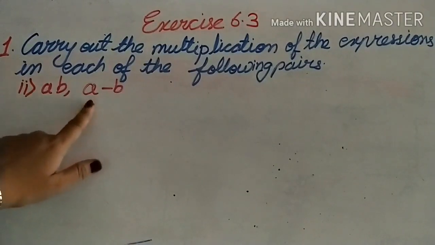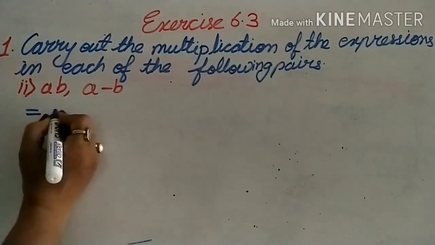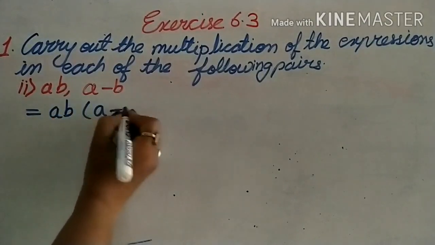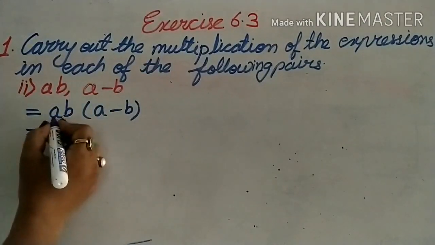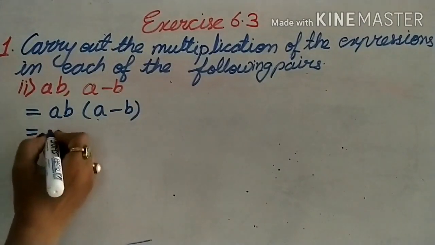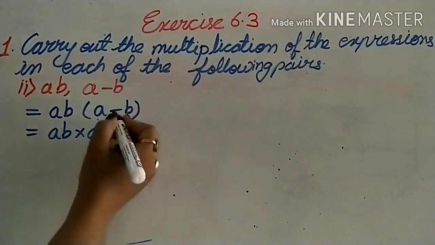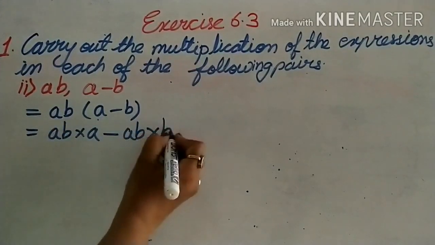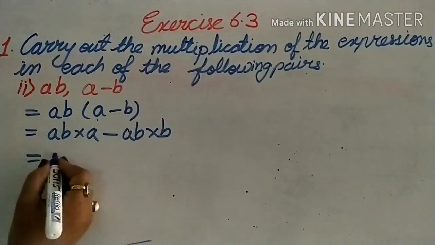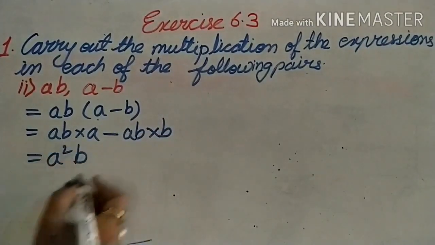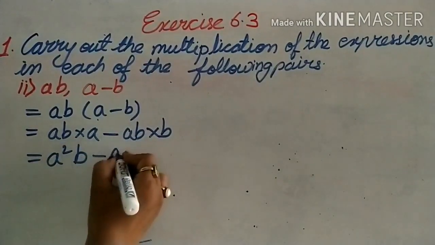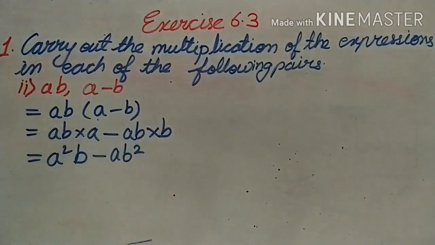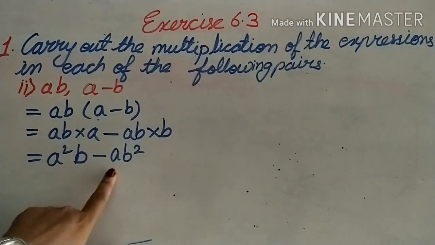Second one, ab comma a minus b, is equal to ab into bracket a minus b. First we have to multiply this ab to this a, ab into a, now this minus sign. Next ab into b. ab into b is equal to a into a square b, as it is we have to write, minus sign, a as it is, b into b square. Now you cannot subtract both the terms because both are unlike terms.